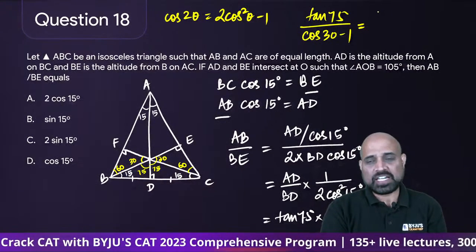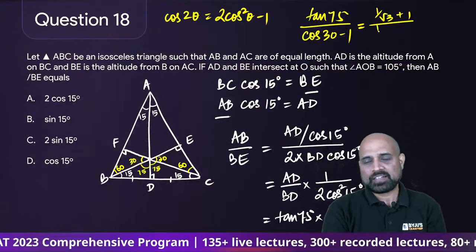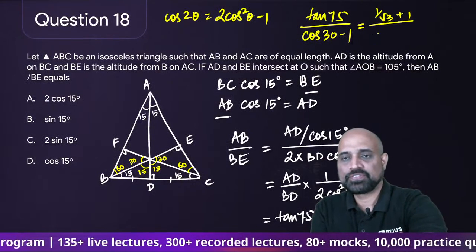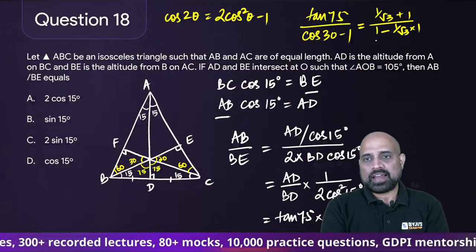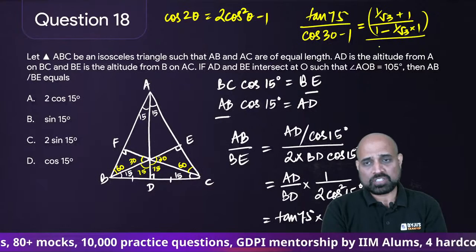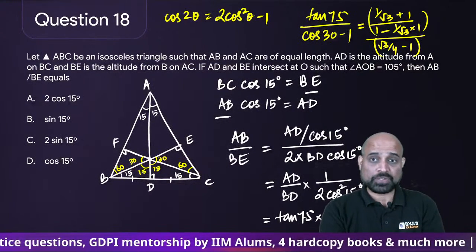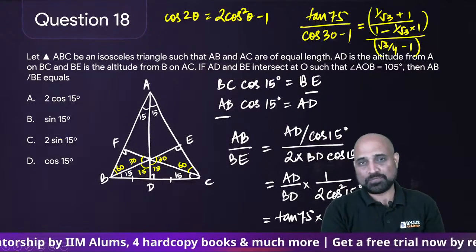So tan 30 plus tan 45 divided by 1 minus tan 30 tan 45, right? And this is tan 75, and divided by cos 30. Cos 30 is root 3 by 4 minus 1. Now the value that you get from here, calculate sin 15 and cos 15 and see which one matches.